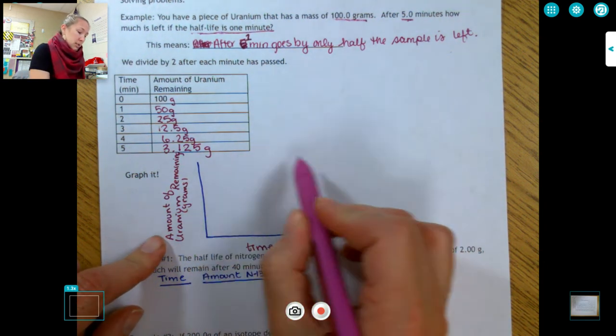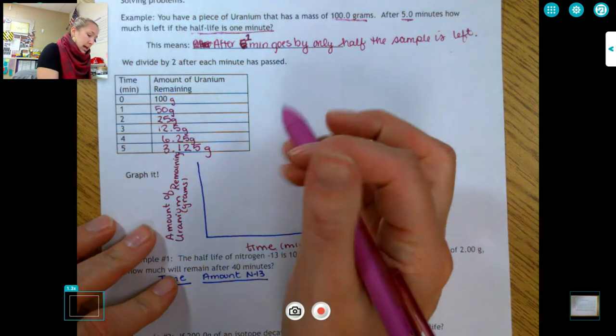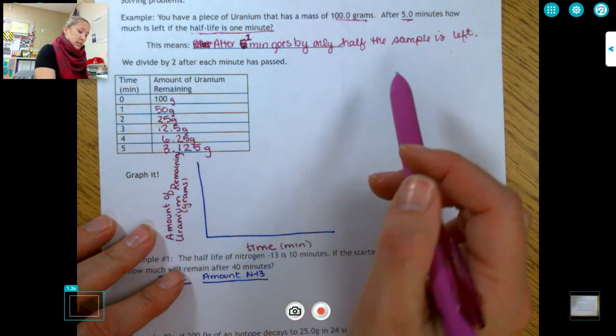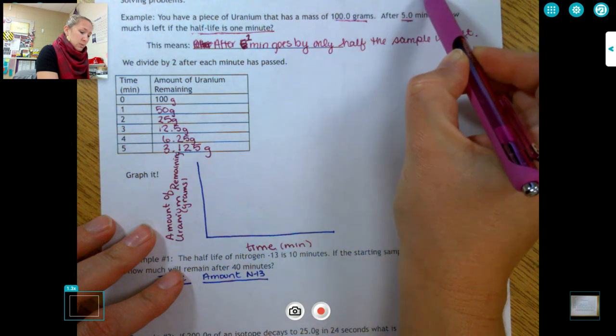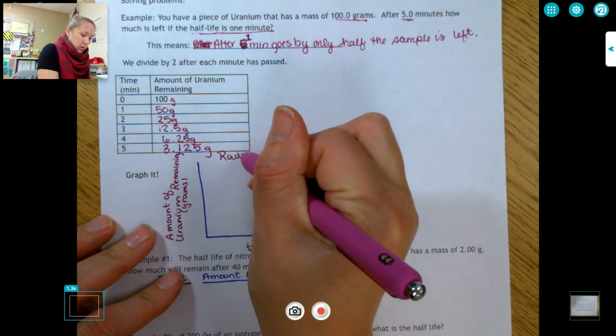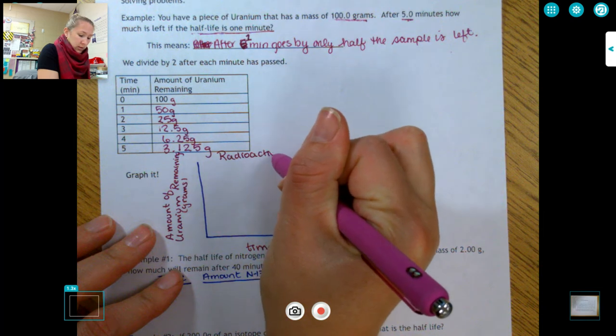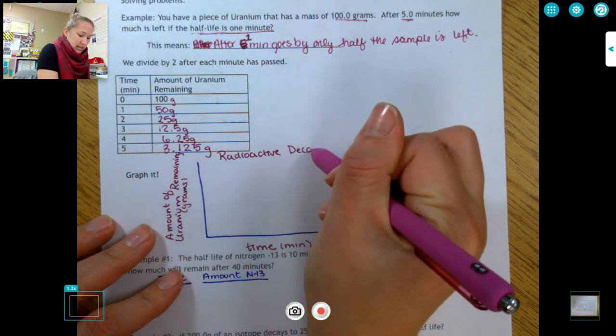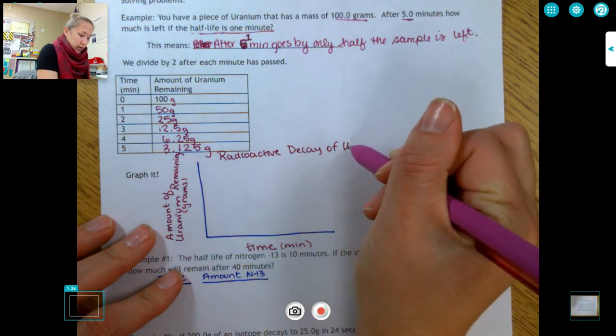We're going to have to come up with a title. We could say something that we know that this is a radioisotope decaying, so we can call it radioactive decay. So we have the radioactive decay of uranium.